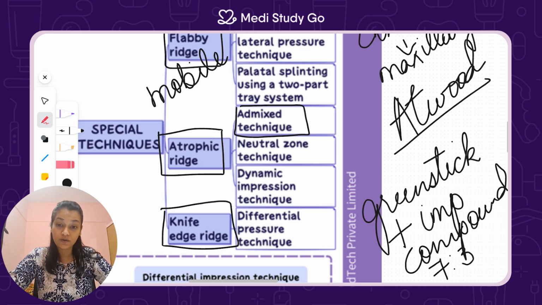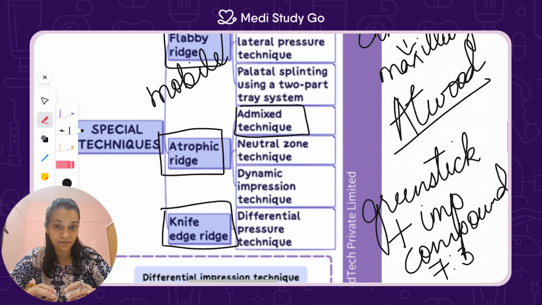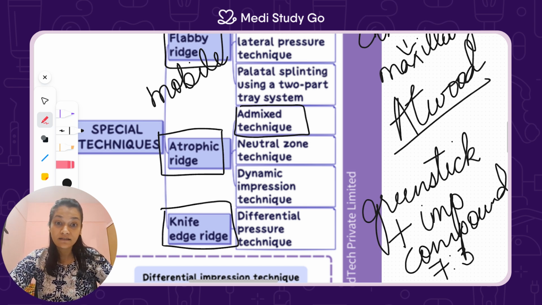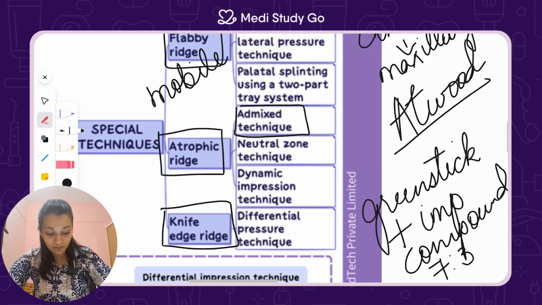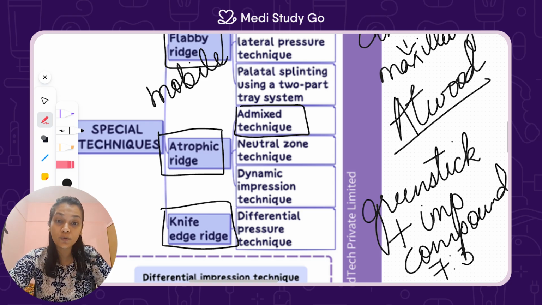in a 7:3 ratio. So now what happens? You mix them. You know how you mold your impression compound, right? You mix them accordingly, and then this tray is loaded with this material and is seated into the patient's mouth.